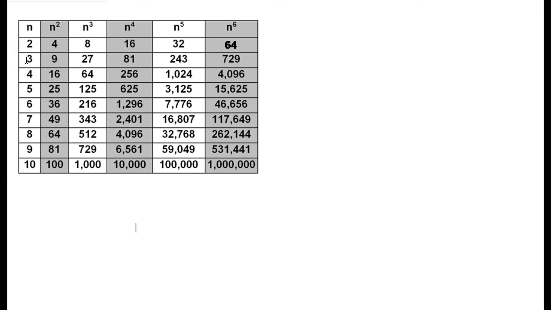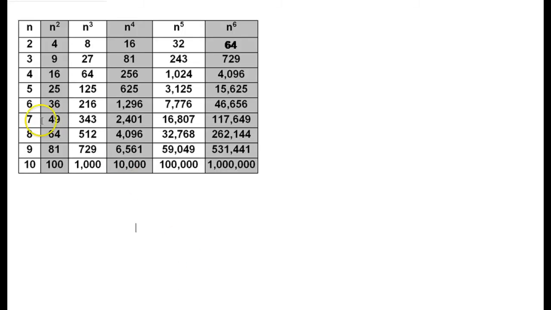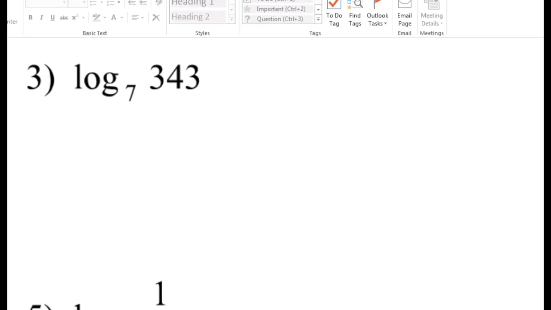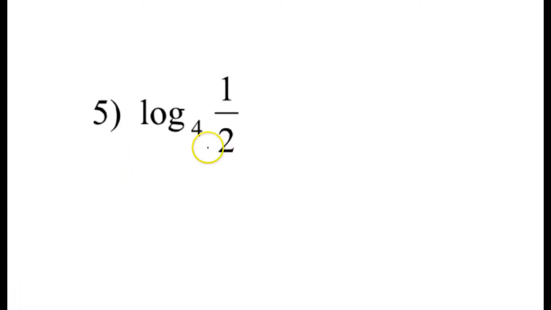So what power turns 7 into 343? Looking at this chart, you have 7, and then this is 7 squared, and then 7 to the third power. So clearly it's the third power that turns 7 into 343. That's why the answer to this one is going to be 3. What power turns 5 into 25? 2.